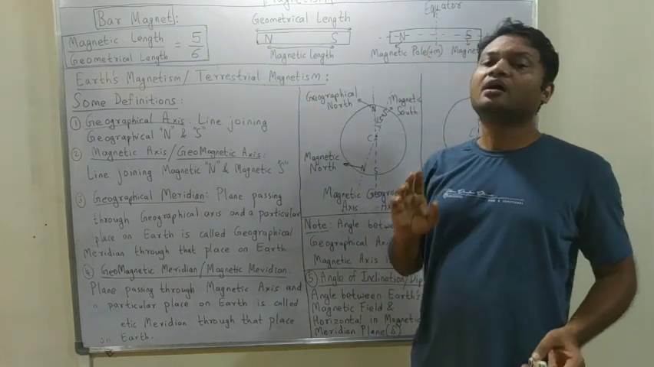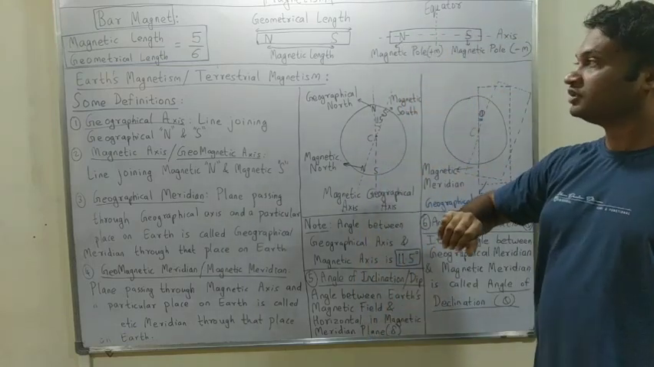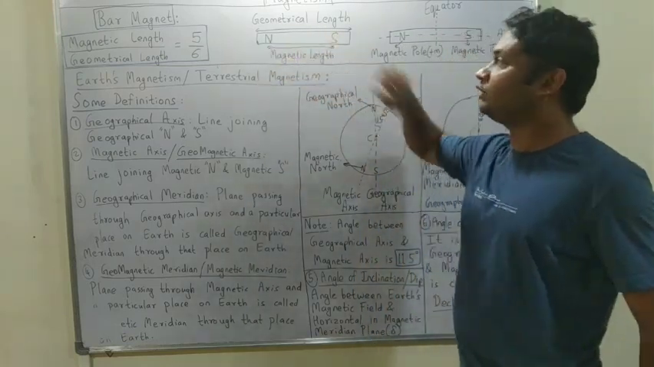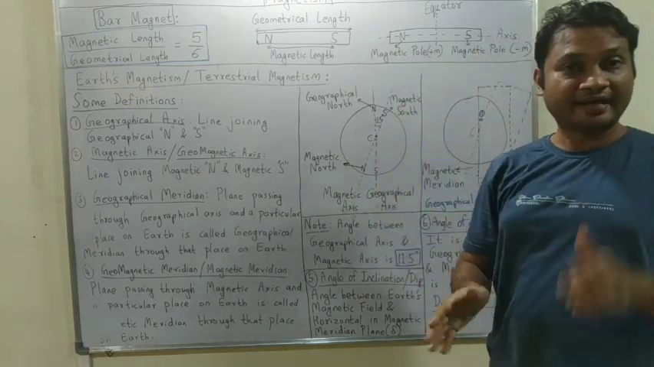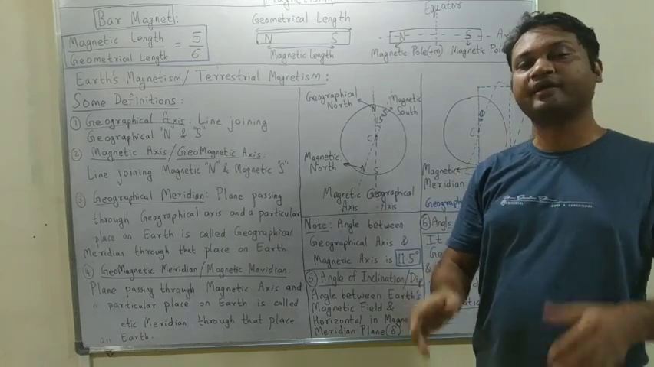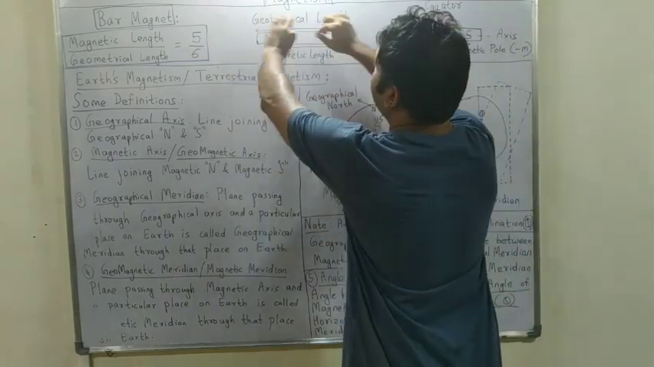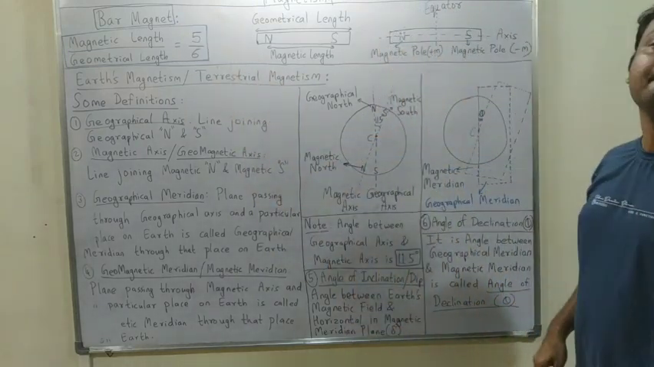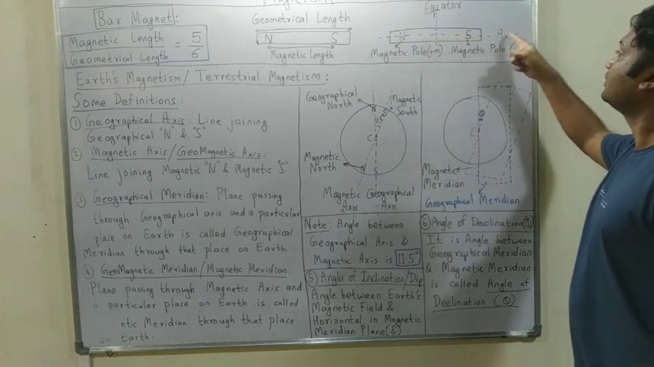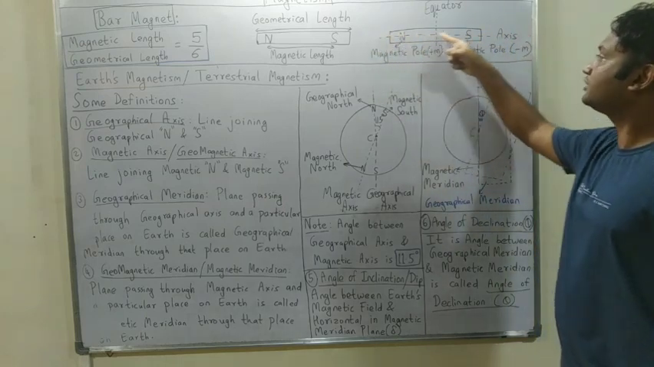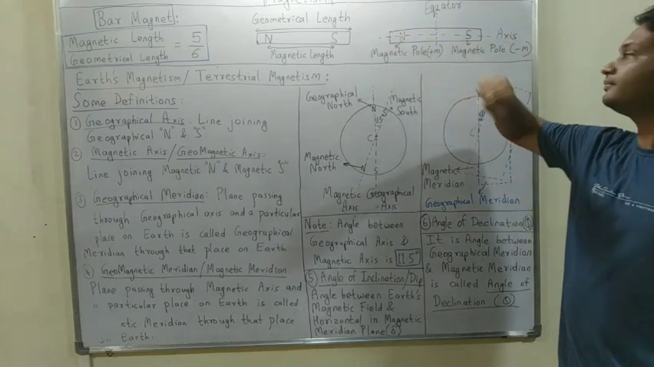Then we see a few more definitions, which are axis and equator. Suppose this is the North Pole of the magnet, and this is the South Pole. What is the axis of the magnet? The line joining North Pole and South Pole is called the axis of the bar magnet, which I have shown here by dotted lines.